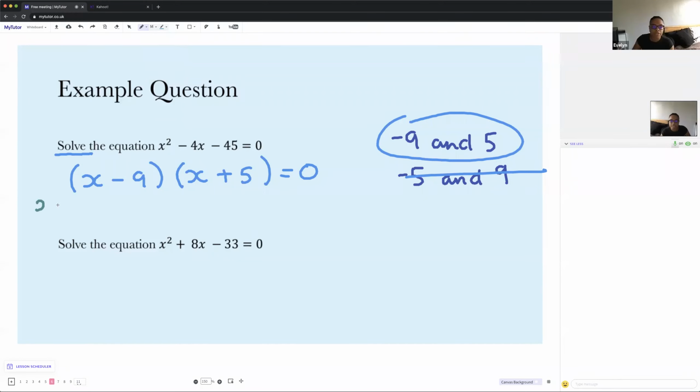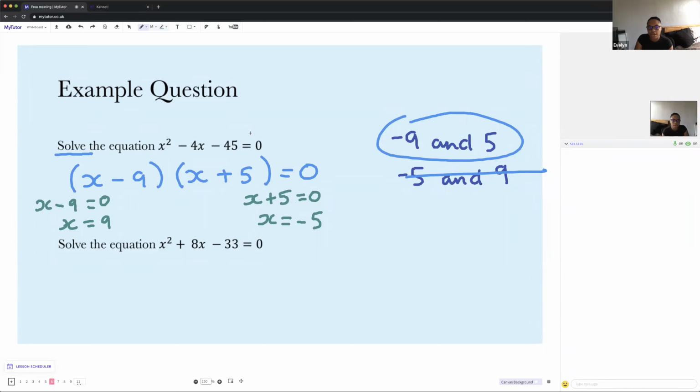So the first bracket is x minus 9, we're going to set that equal to 0, and then we're going to have x plus 5, and we set that equal to 0. And then we can figure out what x is going to be equal to. So on the left hand side, if you have x minus 9 equals 0, you can add 9 to both sides and you get x equals a positive 9. And on the right hand side, you've got x plus 5 equals 0, so you can subtract 5 from both sides. You've got x equals negative 5. So those are your two solutions, x equals 9 or x equals minus 5, and that would be the answer that you write down.